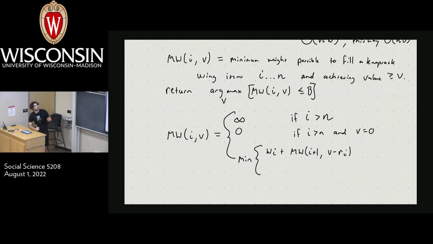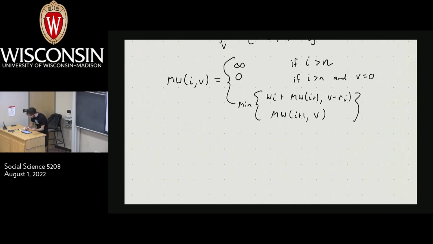So remember, in total, we want to achieve V. So if we use I, we now need to achieve V minus Ri. This is for the same reason as we did with subset sum. Otherwise, it's just min weight of I plus 1 and the same V. Okay? So that's the DP recurrence. That's the final return.